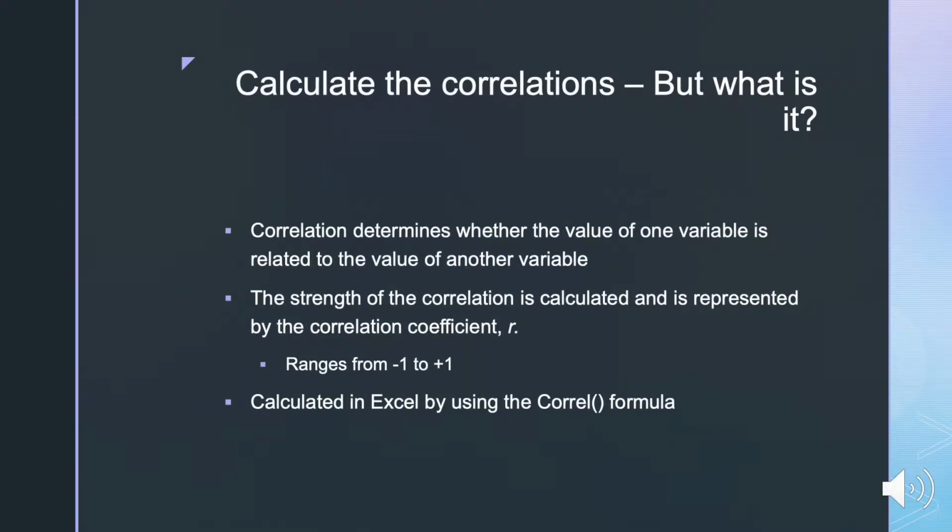Once we've copied the data to an Excel spreadsheet, we're going to calculate for the correlations. But first, what is a correlation? Basically, the correlation determines whether the value of one variable is related to the value of another variable. Now, the strength of the correlation is calculated and is represented by the correlation coefficient represented by the variable r. And the correlation coefficient ranges from -1 to +1. Now for this homework, we're going to use the correlation function that's available in Excel.